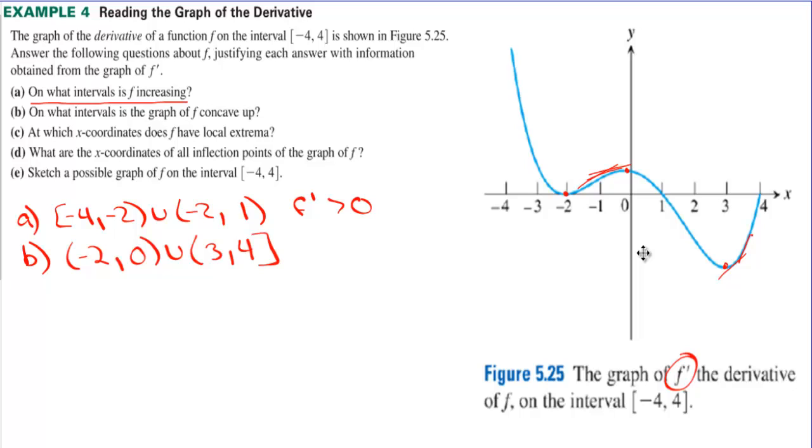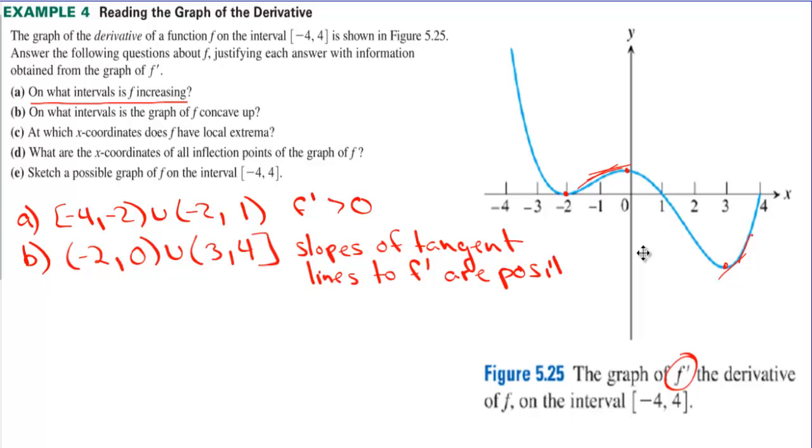Now how do I know that? How do I know that these are the intervals where the graph is concave up? I know that slopes of tangent lines to f prime are positive, or greater than 0.